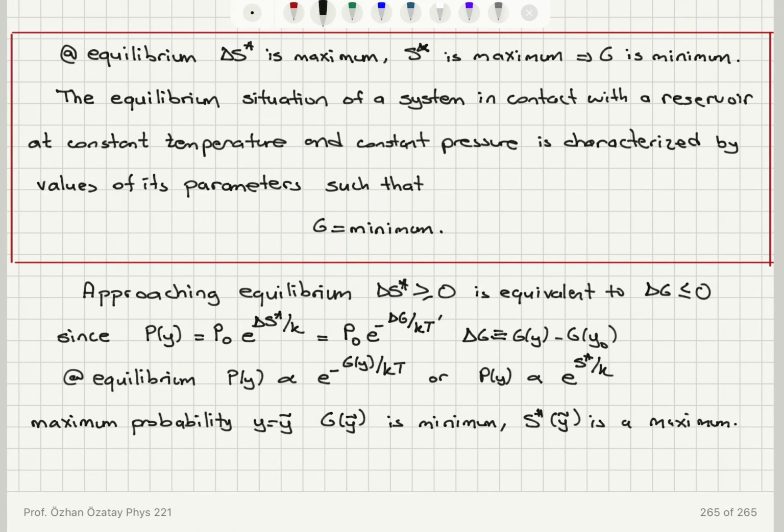And this tells us that at equilibrium, S star is a maximum, the Gibbs free energy is a minimum, and in approaching equilibrium, the change in the Gibbs free energy should be less than or equal to 0. The maximum probability, the most probable value of this macroscopic parameter y, will occur when the Gibbs free energy of system A is a minimum and the total entropy is a maximum.